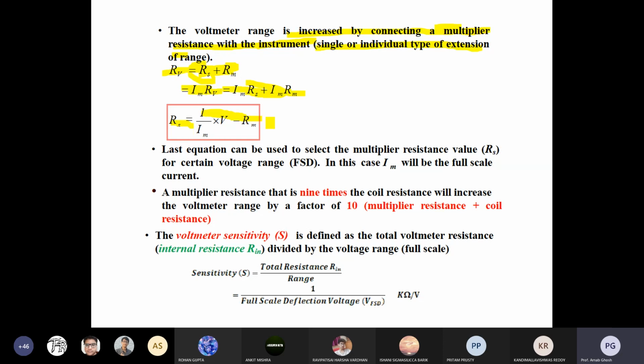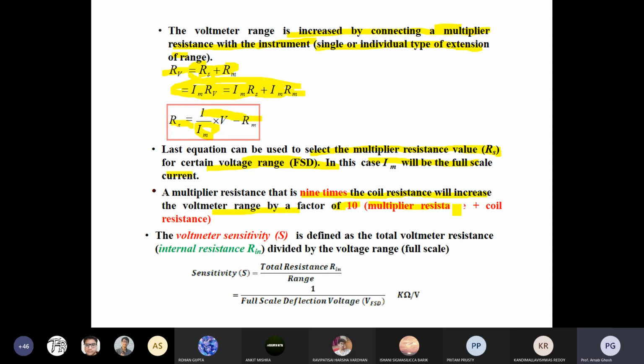The last equation can be used to select the multiplier resistance value RS for a certain full scale deflection voltage range. IM is the full scale current. A multiplier resistance 9 times the coil resistance can increase the voltage range by a factor of 10. So multiplier resistance plus coil resistance should be at most 10 times. In my last test, you can also see that.